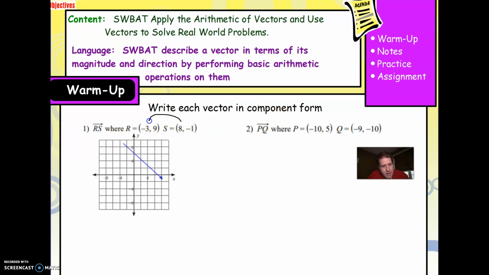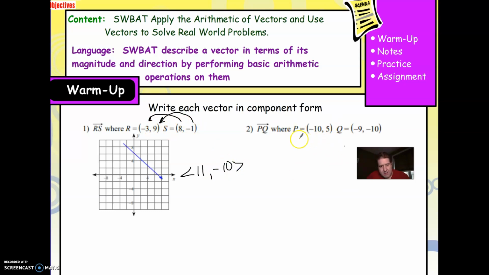So remember, that's just x sub 2 minus x sub 1 and y sub 2 minus y sub 1. Always be careful about the direction that this is going. This is the initial point, and it's going towards S, which means that's the first point and that's the second point. So always do 2 minus 1. So be careful. I know I said that in the last video as well. So that becomes 8 minus negative 3. 8 minus negative 3 is 11, and negative 1 minus 9 more makes negative 10.